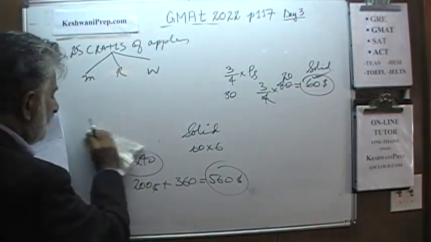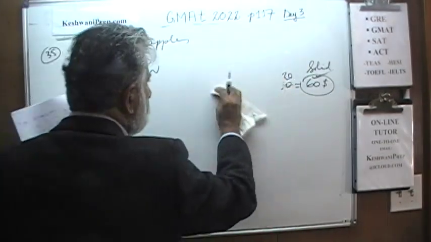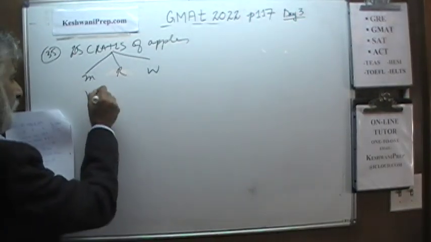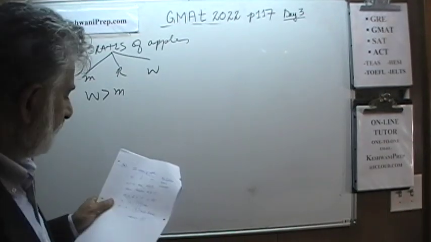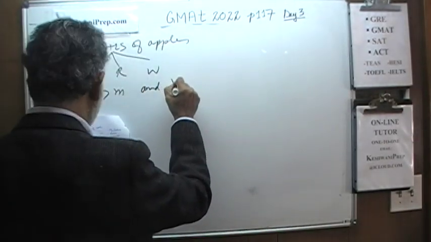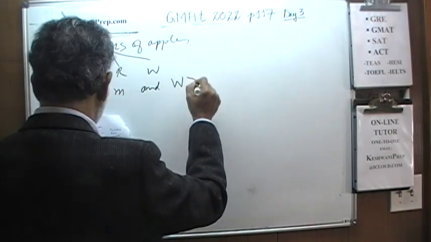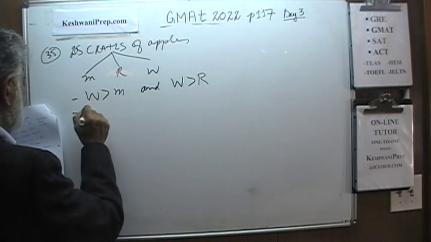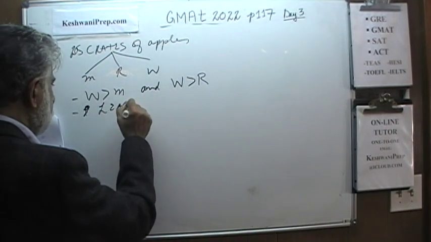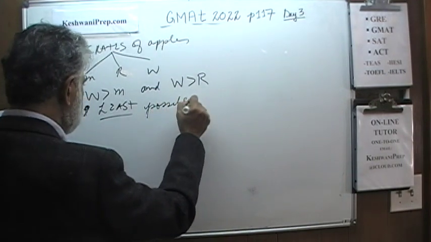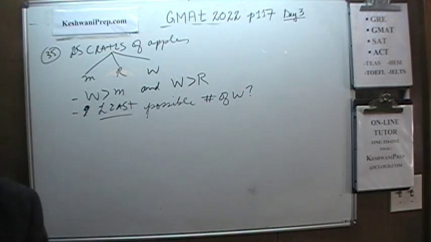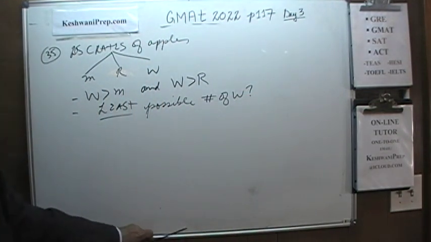We are further told that the number of crates of Winesap that we're going to order is more than the number of crates we're going to order for Macintosh. Similarly, we are told that the number of crates of Winesap is more than the number of crates of Rome. The question simply is, what's the least possible number of Winesap that we can order, given the fact that altogether we are ordering 25 of them.